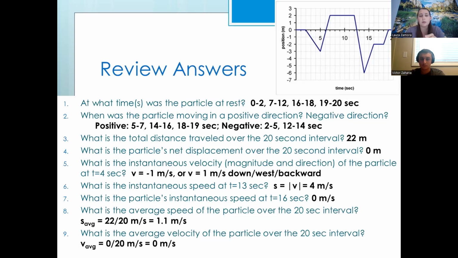Number 7, what is the particle's instantaneous speed at t = 16 seconds? So again, we're changing our motion here, right? Moving from going towards a positive direction to stopping. And so right at 16 seconds, we're going to assume that it has an instantaneous speed of 0 meters per second. Number 8, what is the average speed of the particle?